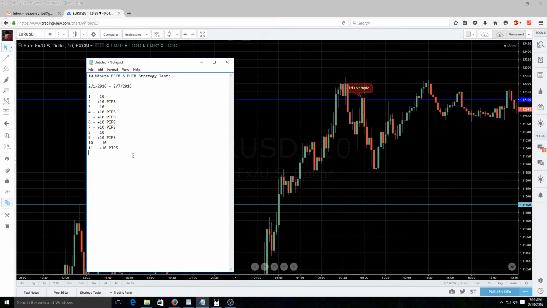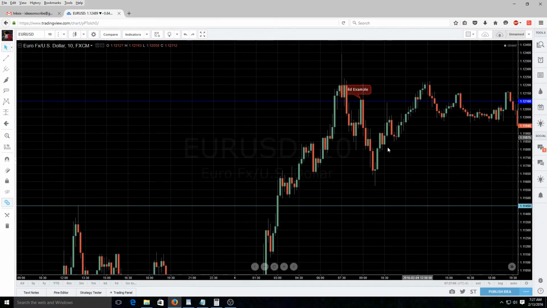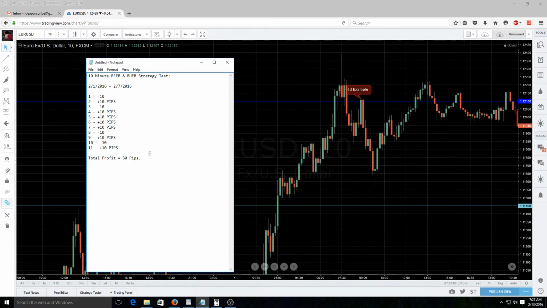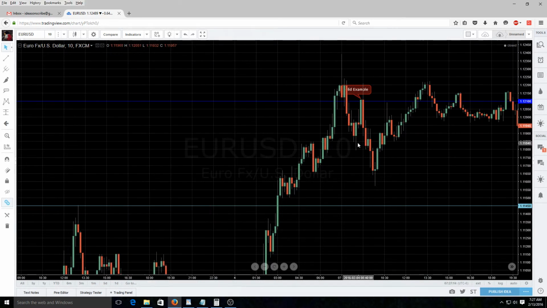So in total, the total profit is 30 pips. I guess that's not too bad. It could be better though. I might have to tweak it a little bit to find out what is considered a good trade and what's not.